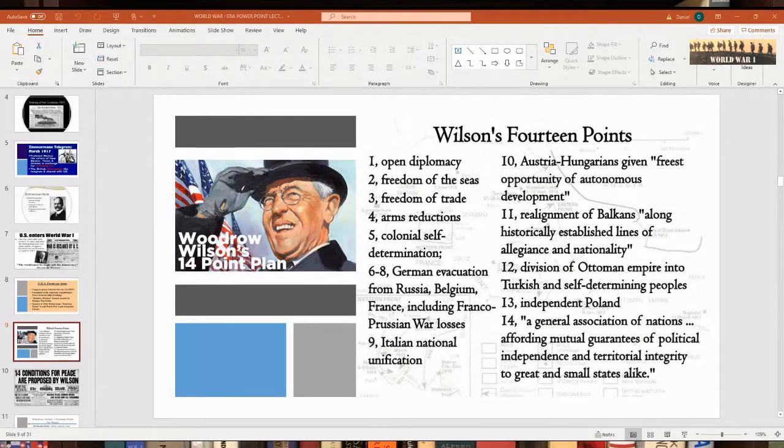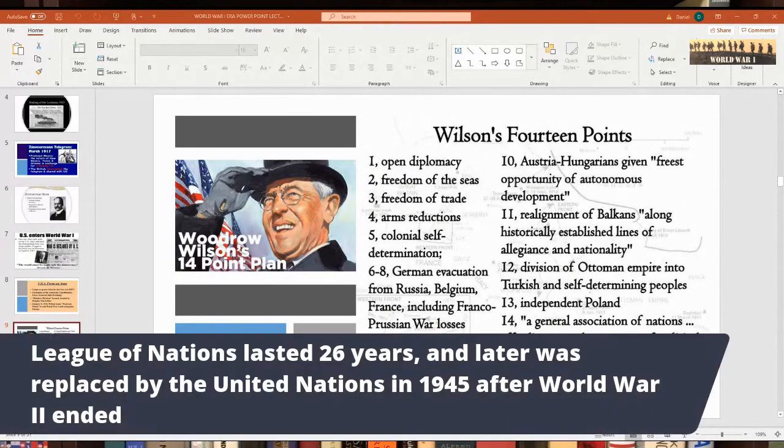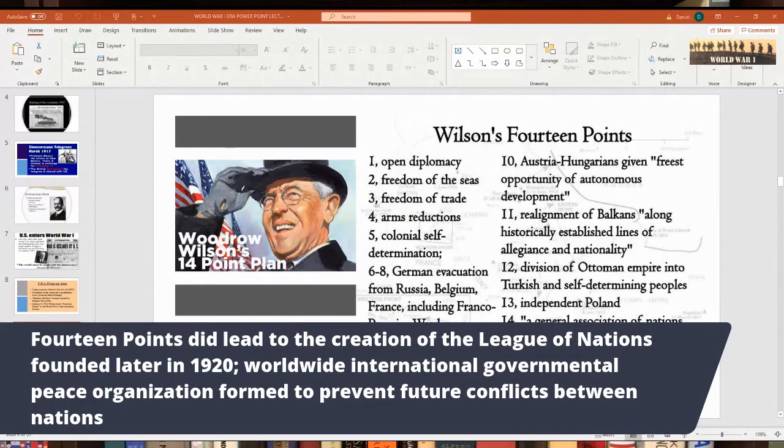Eventually that would be broken up, and it would lead to the Republic of Turkey. Thirteen, development of Poland, so a Polish country would be created. And the most famous one, that's well known, is the League of Nations. That was something he created, of course. The League of Nations. I'll put this right here if you don't mind. But yeah, that led to that one, the 14 points.